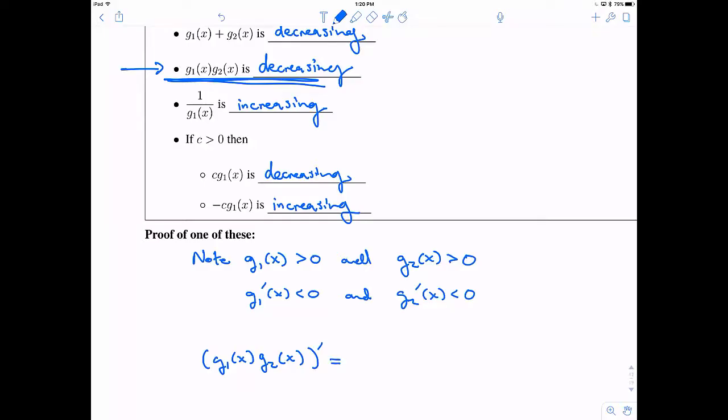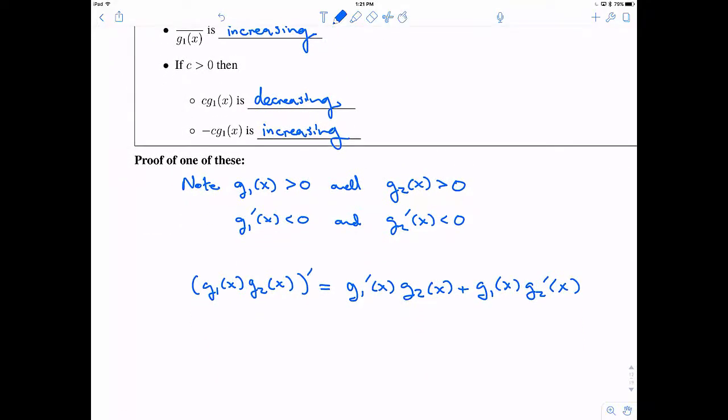Okay, so let's just take the derivative. Well, product rule says I have the derivative of the first times the second plus the first times the derivative of the second. And our claim is that this thing, well, hopefully again, should be less than 0.